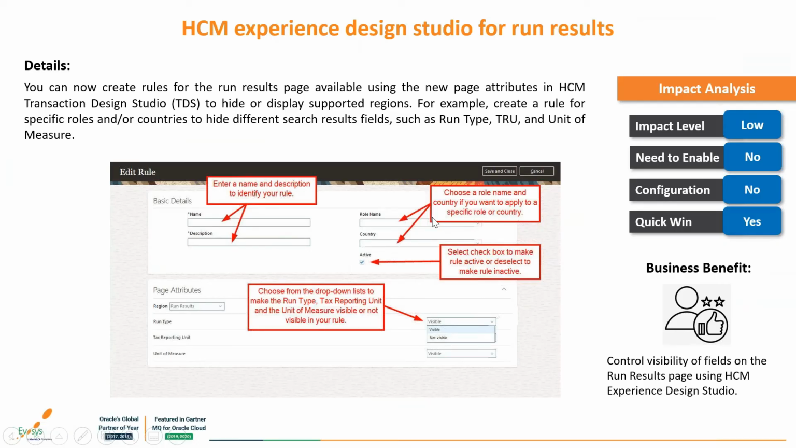Next, we have HCM Experience Design Studio for run results. This is a very similar feature to what we saw earlier for OTL. Post the upgrade, we will be able to manage which fields are required to be displayed on the run results based on our organization requirements. So let's say you have certain payroll employees that should not be seeing the TRU. So you could add conditions and criteria here to filter out the data based on those requirements.